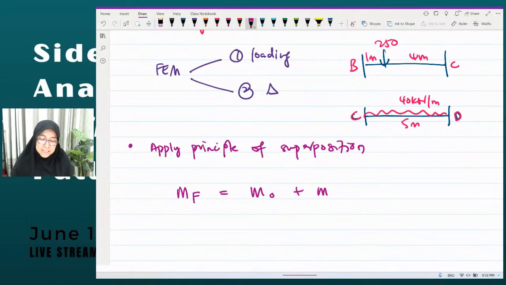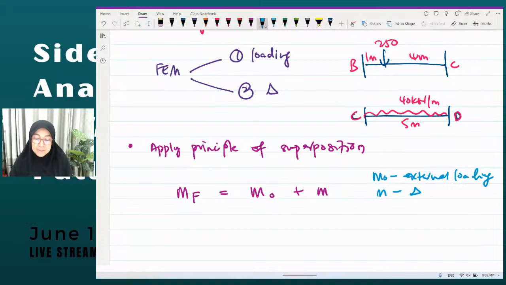Okay, M naught plus M. So M naught is coming from external loading, and M is coming from delta. Okay, because we cannot calculate it together. We have to calculate it separately.